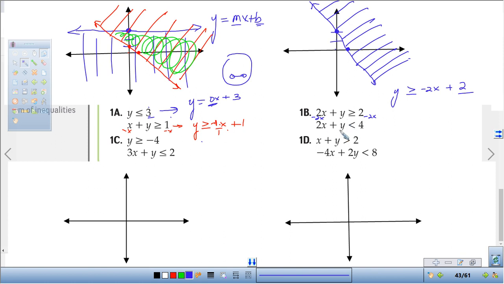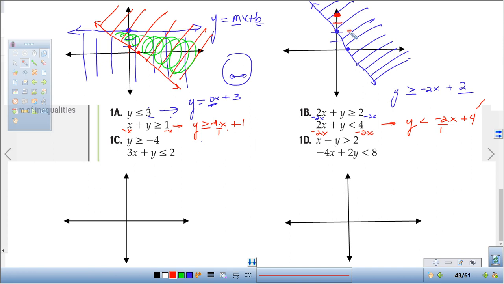Okay, next thing, I'm going to do the next one in red. Same idea, minus 2x, minus 2x. So for this one, I'm going to have y is less than negative 2x plus 4. My y-intercept will be 4. 1, 2, 3, 4. Check. Slope down 2 over 1.